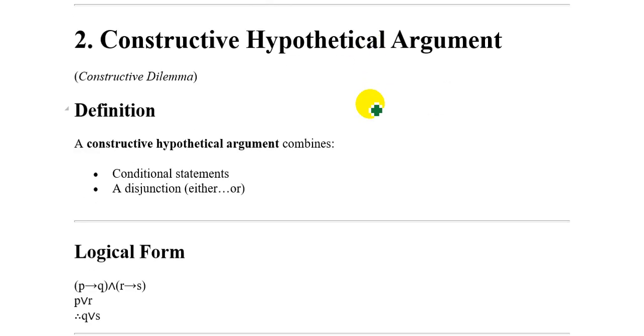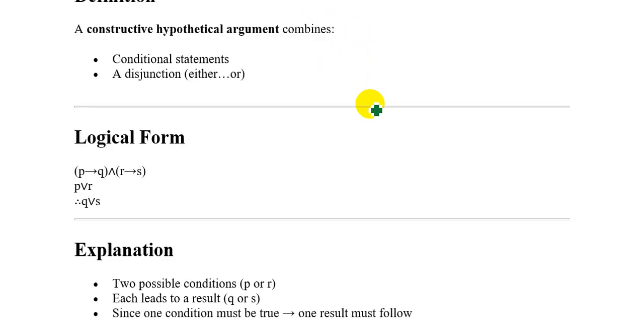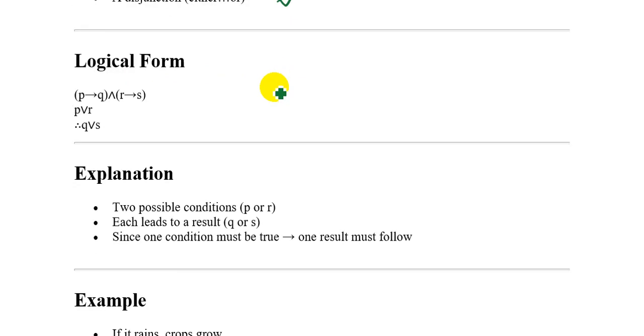Next, let us look at constructive hypothetical argument. They are also known as constructive dilemma. A constructive hypothetical argument combines conditional statements and a disjunction, either-or. So the first is a conditional statement, if-then, and the other is a disjunction, either-or. So its logical form looks like this: if P then Q and if R then S, then a disjunction, either P or R, therefore either Q or S.